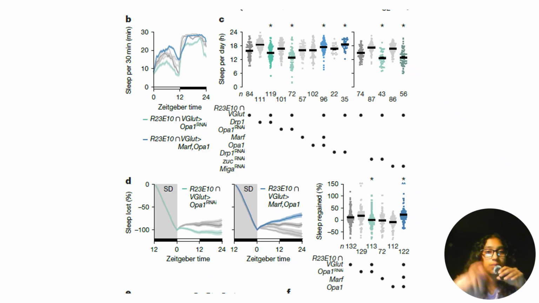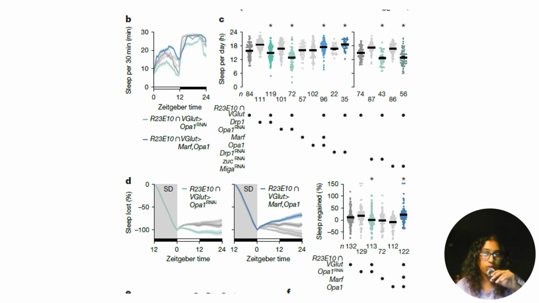Overexpression of this MARF alone had a mild effect on sleep, but when it is combined with OPA1, it significantly increases sleep duration and depth, and the knockdown of MARF reduces the sleep, similar to the OPA1 knockdown, but to a lesser extent. The mechanism would be that MARF supports mitochondrial fusion, which helps maintain mitochondrial health, the same thing as OPA1 does.